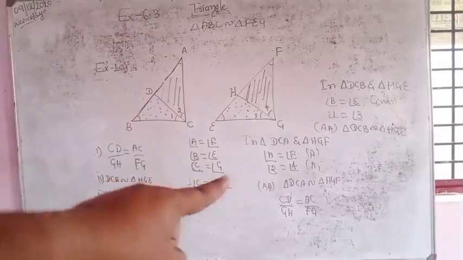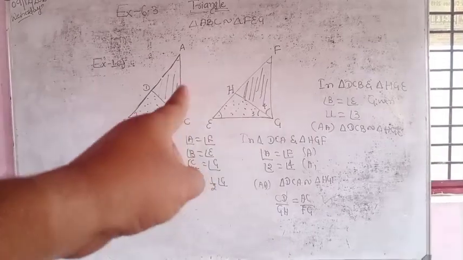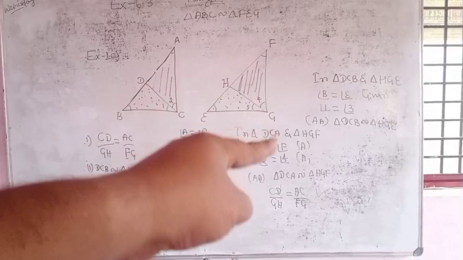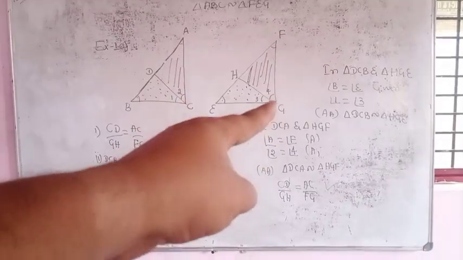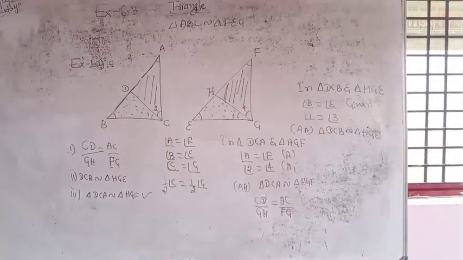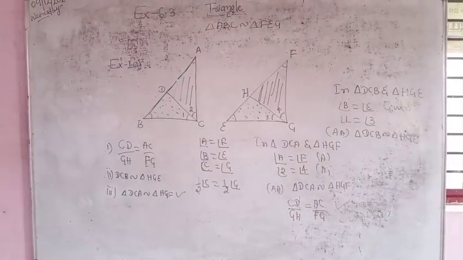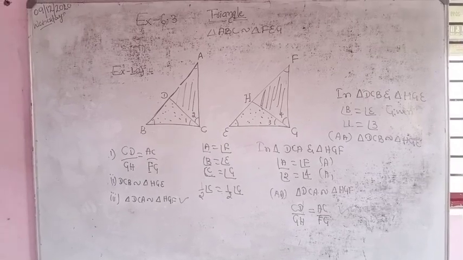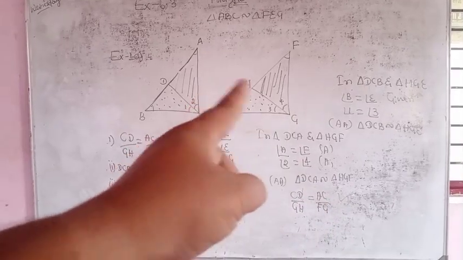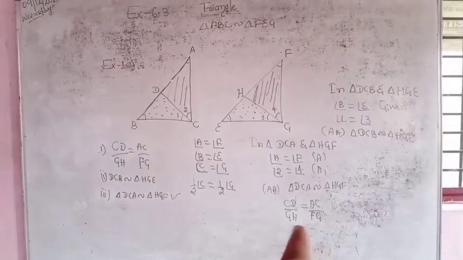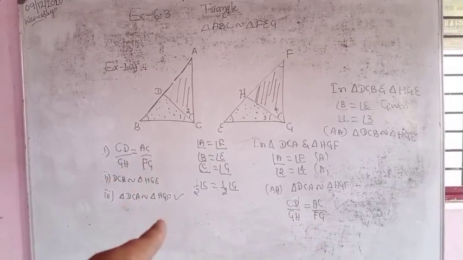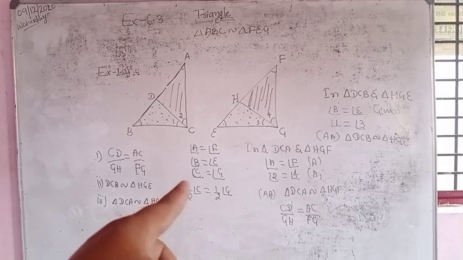In the first one, in triangles DCA and HGE, angle A equals angle A and angle 2 equals angle 4. By AA criteria, both the triangles are similar. If both the triangles are similar, then the ratios of their corresponding sides are equal. Here we have both ratios in the same two similar triangles, so the ratios of their corresponding sides are equal. The first one and the last one we proved, and the last one we need to prove.